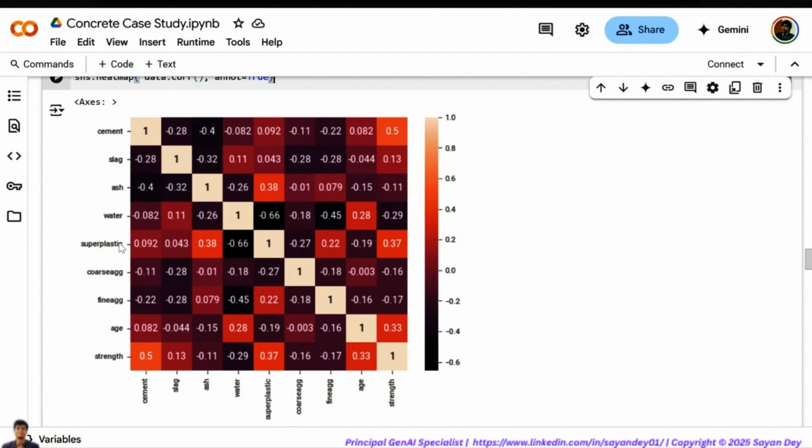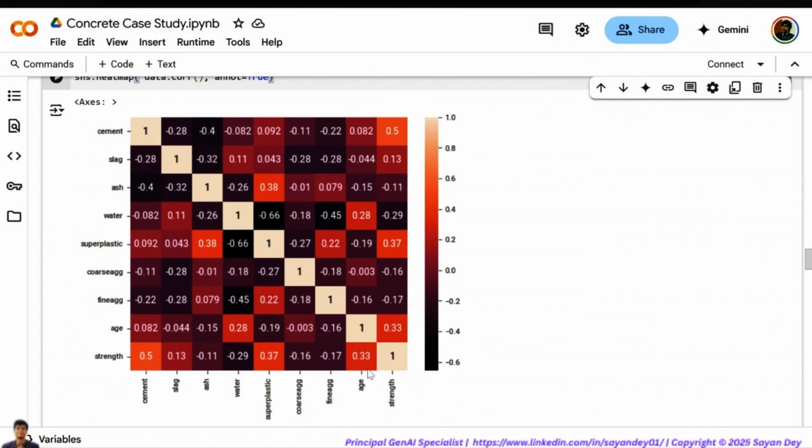And if you see right now, what are the key takeaways from this particular heat map correlation visualization? We can clearly see that strength is the output. Strength is what we are trying to predict. And we can clearly see that cement is the strongest predictor of strength. That's the inference we are able to make out. So out of all the features, cement has the strongest correlation, 0.5, followed by superplastic, followed by age.